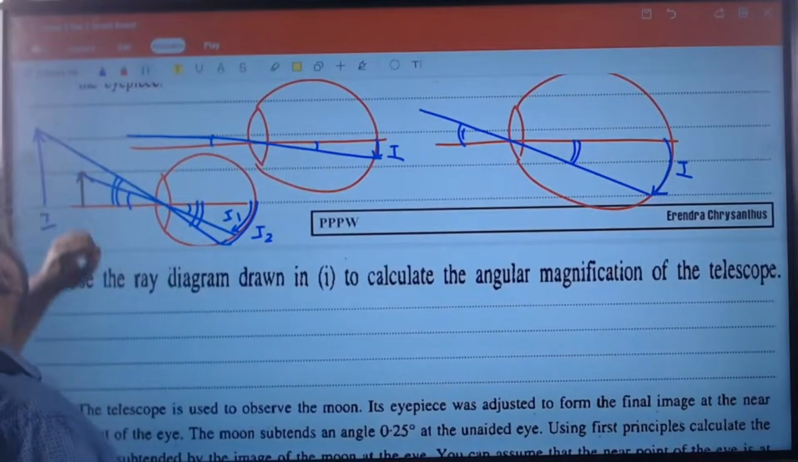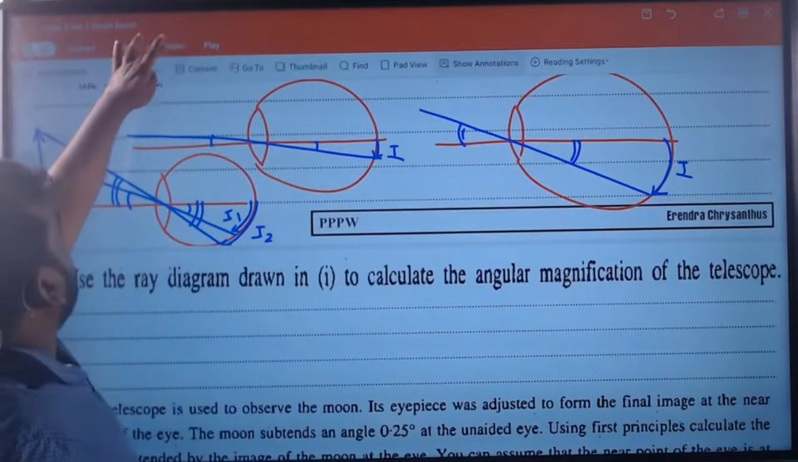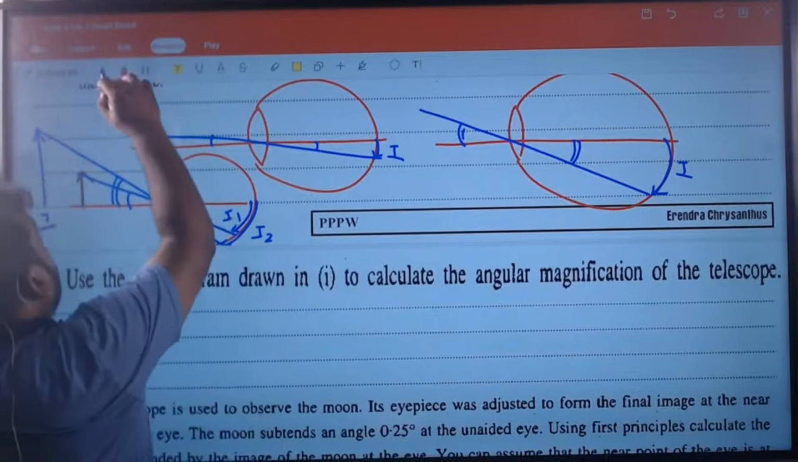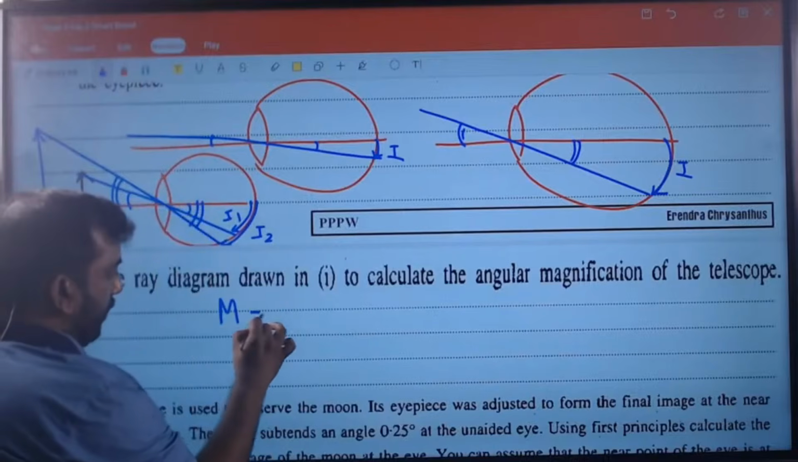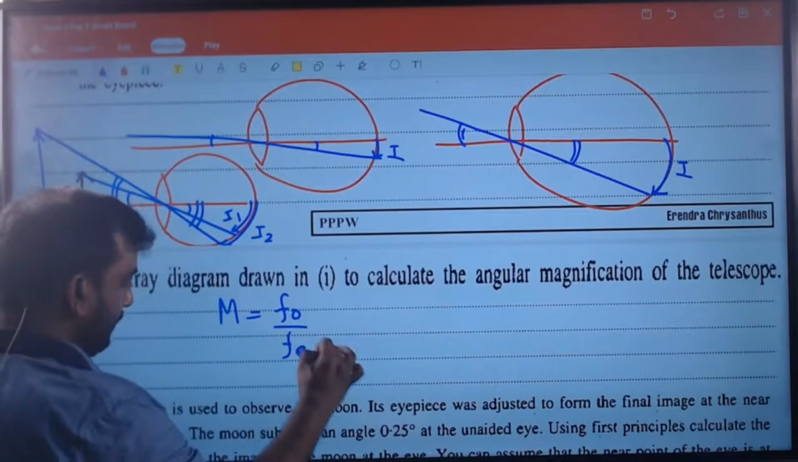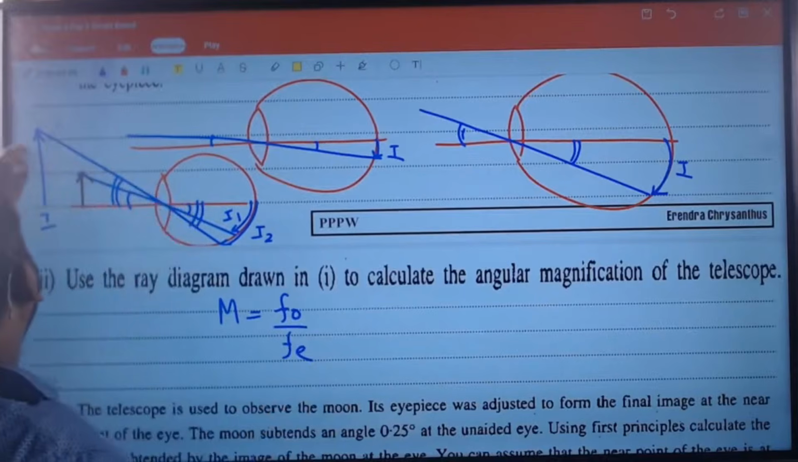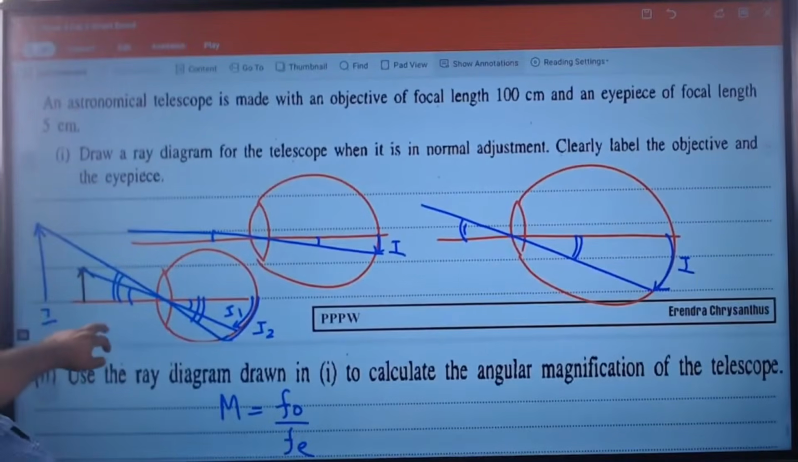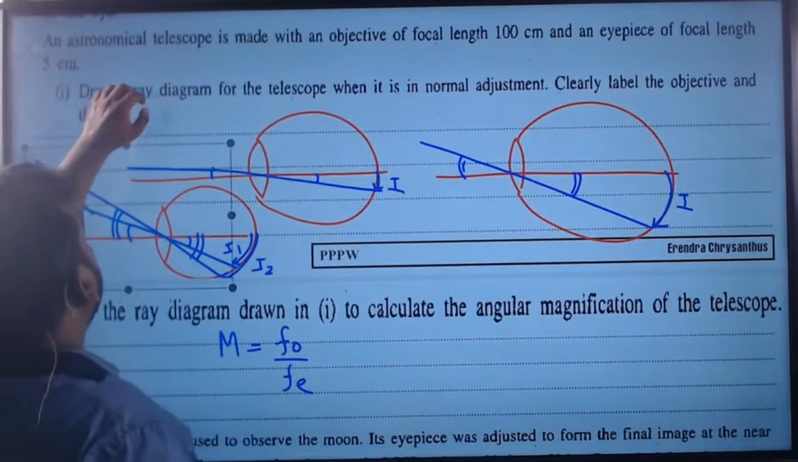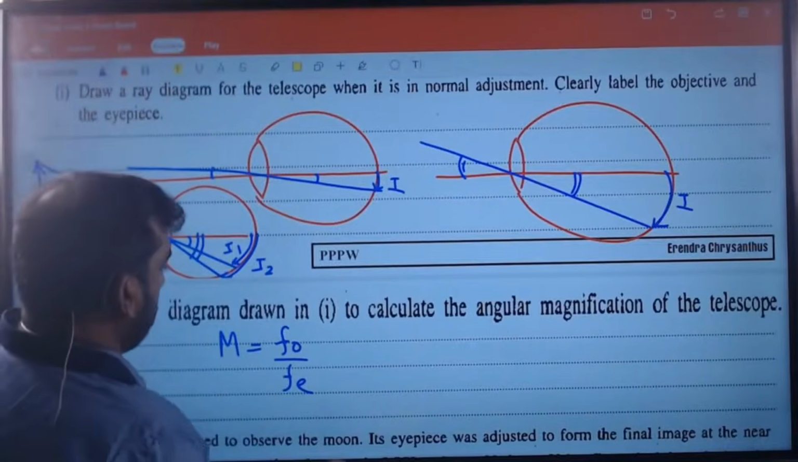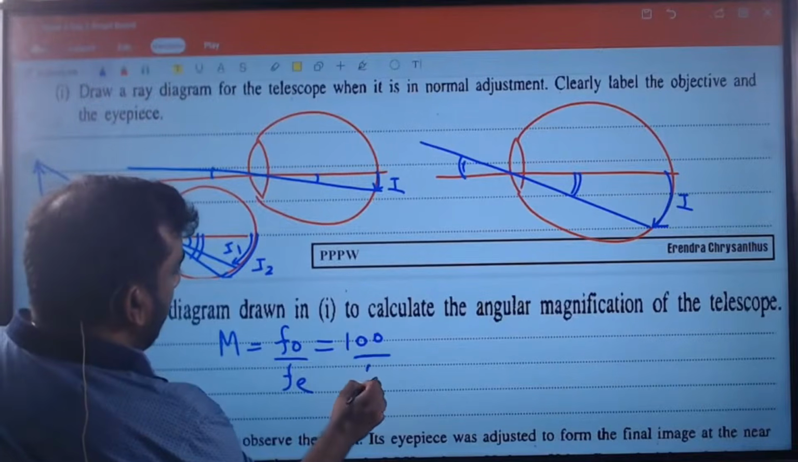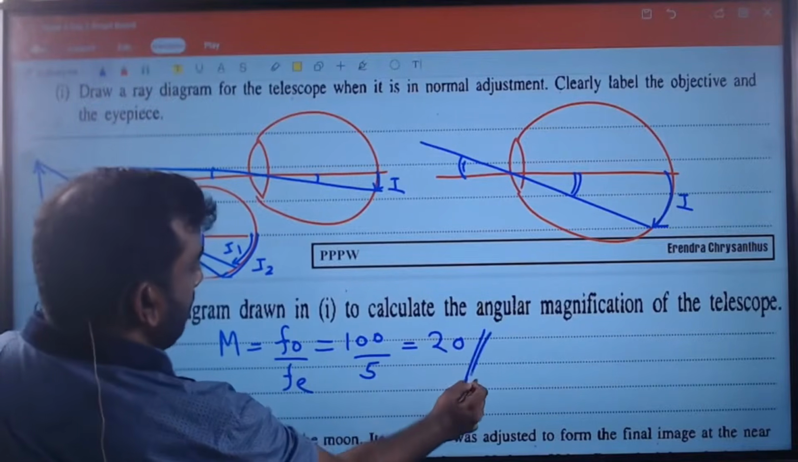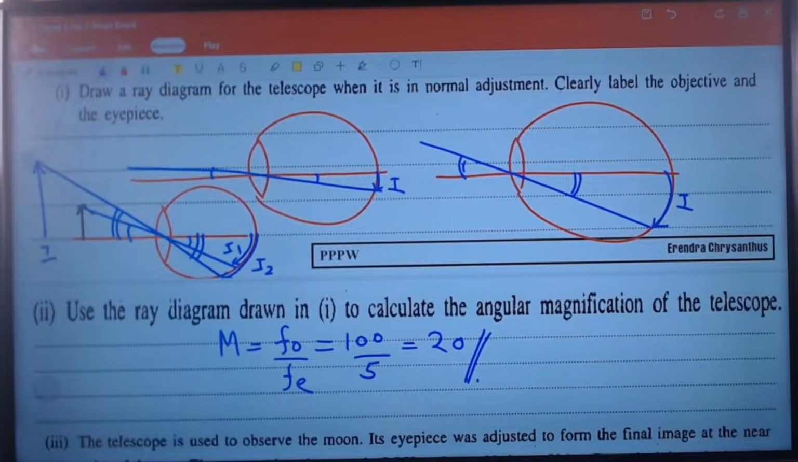Calculate the angular magnification of the telescope. So now we know m is equal to f naught over fe. Have they given you the focal lengths of the telescope? Yes, 100 and 5. Substitute: 100 divided by 5, magnification is 20. Right. Okay.